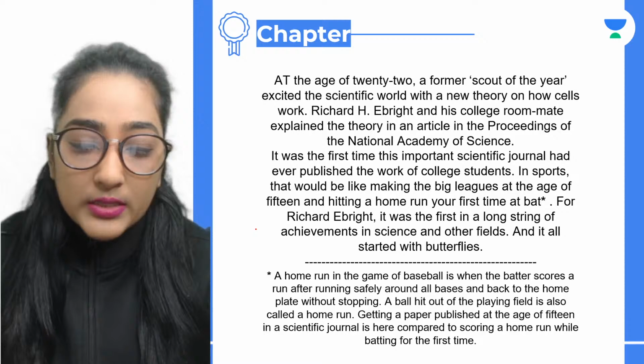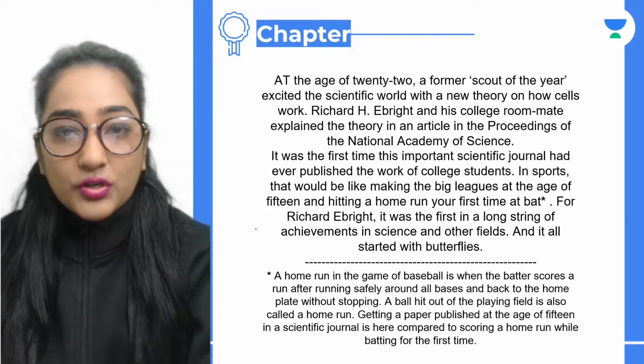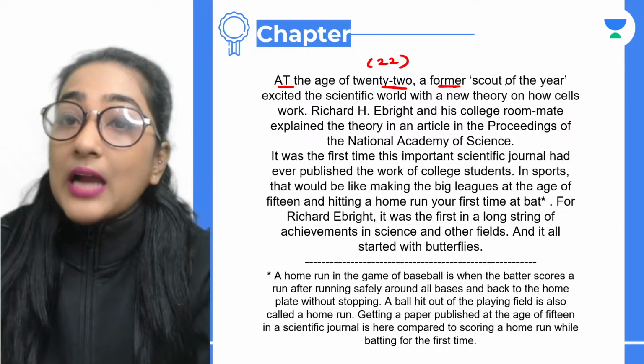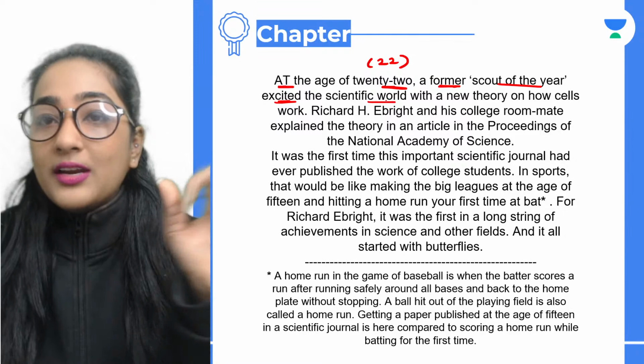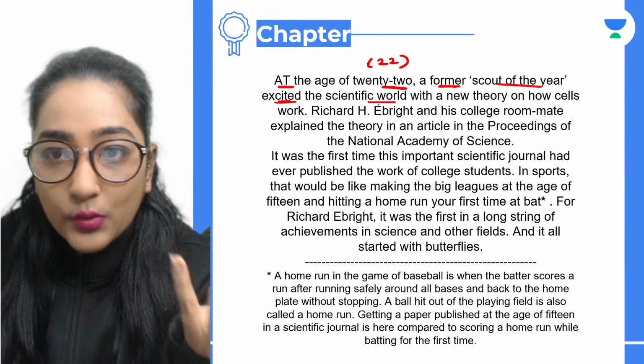Everyone, stay tuned. Stop me, sir, anywhere whenever you are not understanding what I'm talking about or what I'm making you all understand. Okay, travels of monarch. Yeah, you're right, Rajneesh. So at the age of 22, so now 22 is the age of somebody that we are going to talk about. A former scout of the year excited the scientific world with a new theory on how cells work. So in biology, you know cells, everybody, right? Like the body is made up of cells, right guys?